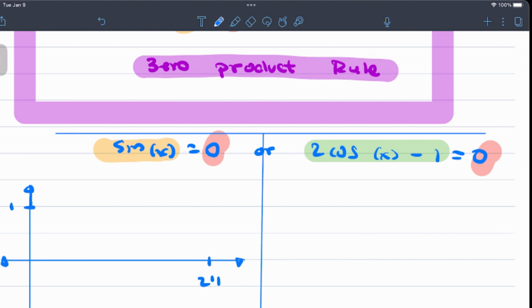Isn't this 2 pi? That's pi. 1 pi over 2, 2 pi over 2, and then what? 3 pi over 2?